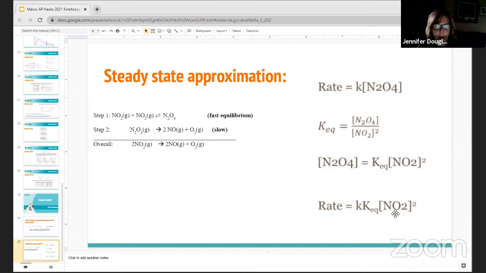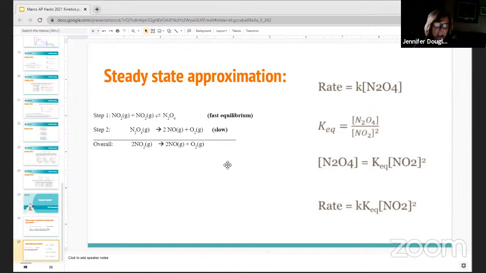That's called steady state approximation. You only have to worry about it if there is a slow step after a fast equilibrium. I think I only remember that happening one time since 2014. I might be remembering wrong, but if it's on there, it's not heavily tested. Everybody misses it. But that would be really good for you guys because it's really not that hard to do. You're just rearranging a math thing and substituting it in, but you have to show it this way.